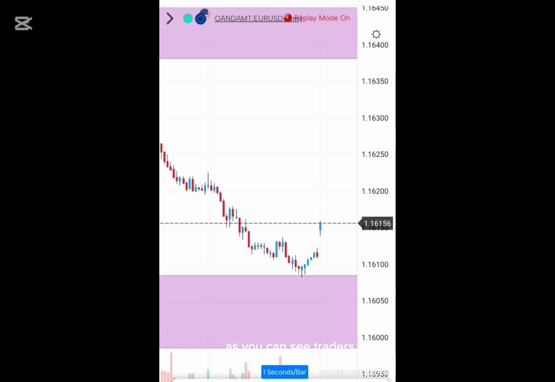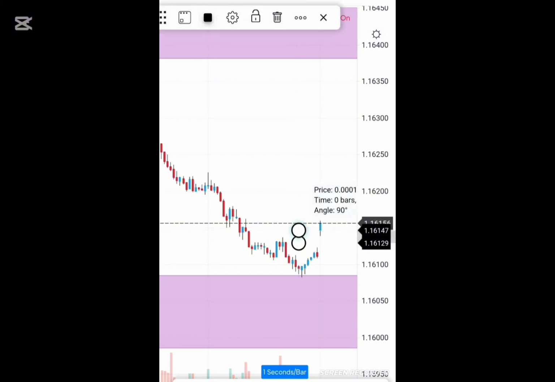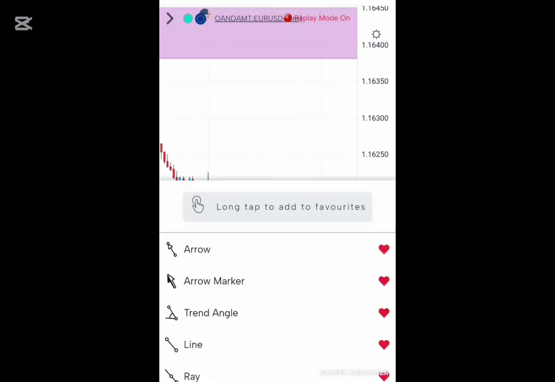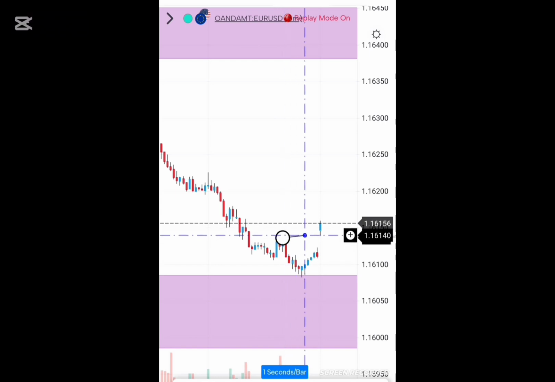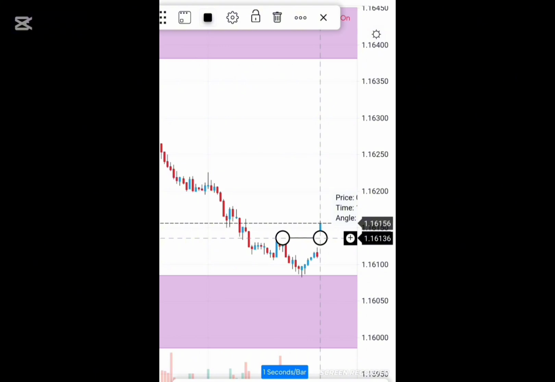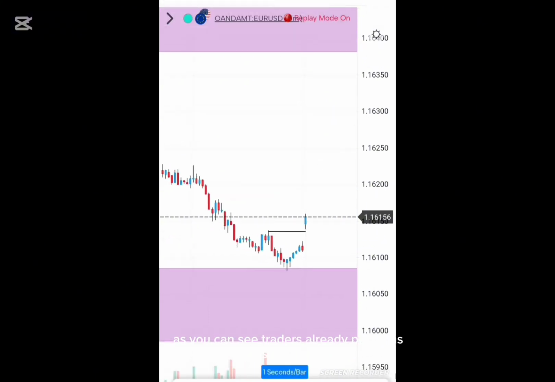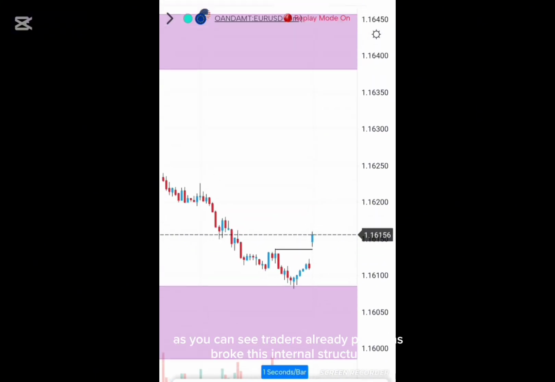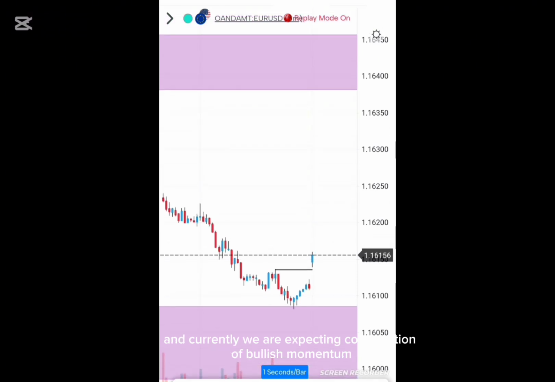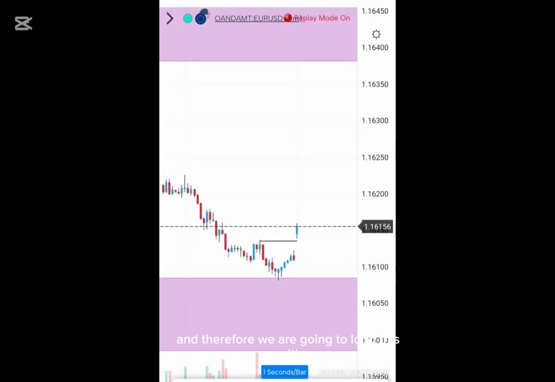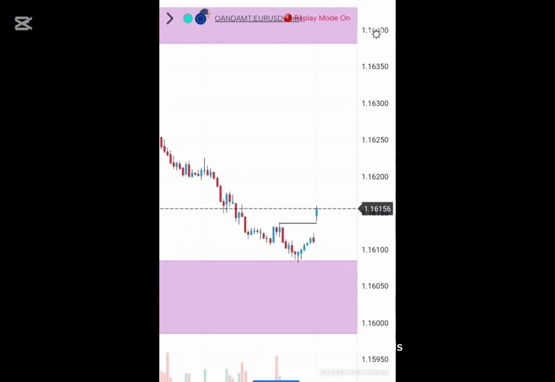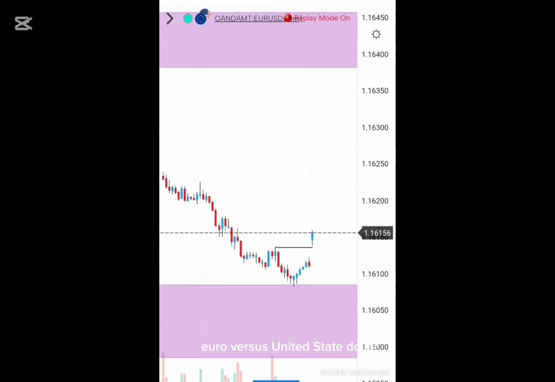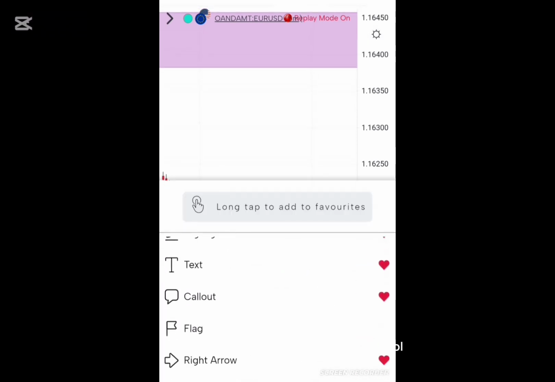As you can see, traders, the price has already created another change of character or a break of structure. Already the price has broken this internal structure, and currently we are expecting continuation of bullish momentum, and therefore we are going to long this position, or we are going to execute buys on this Euro versus United States dollar.